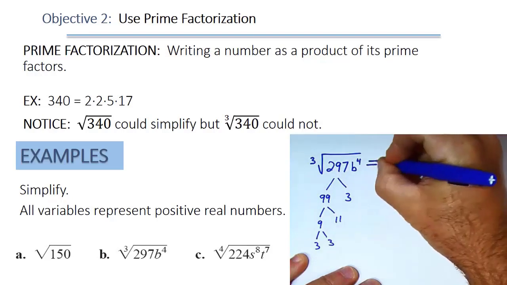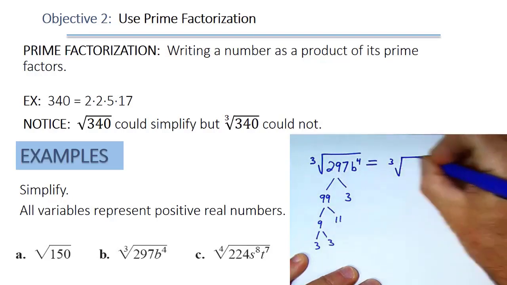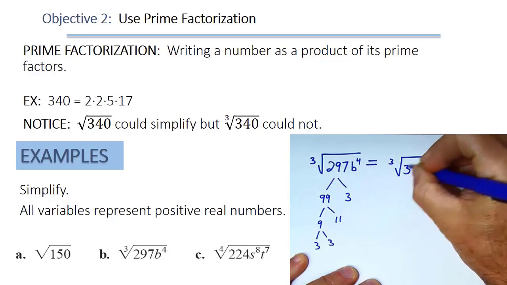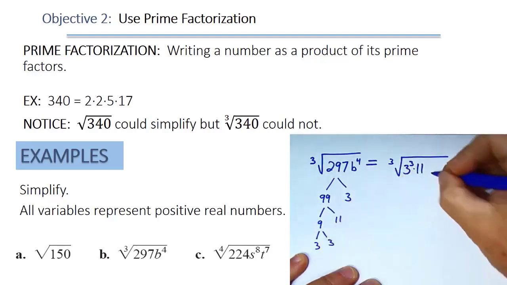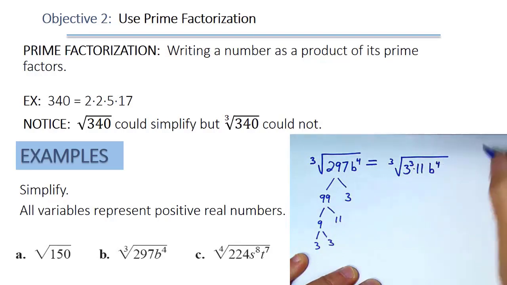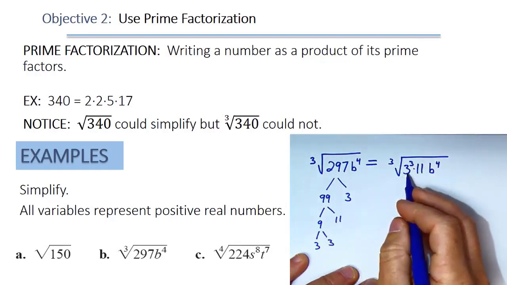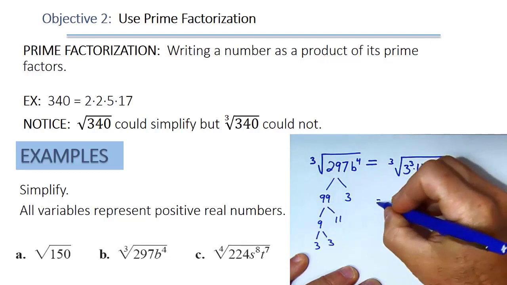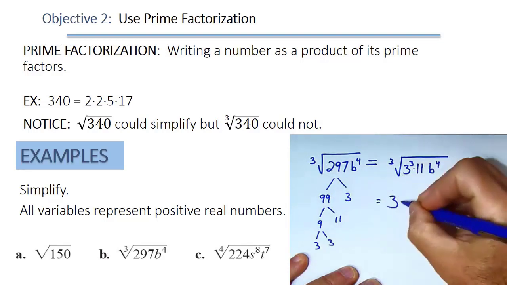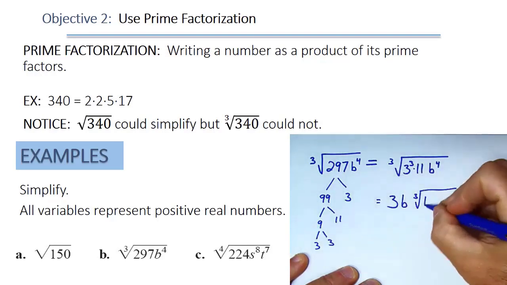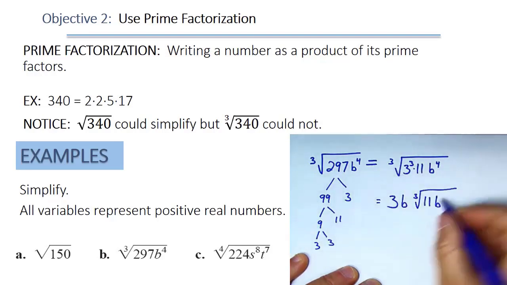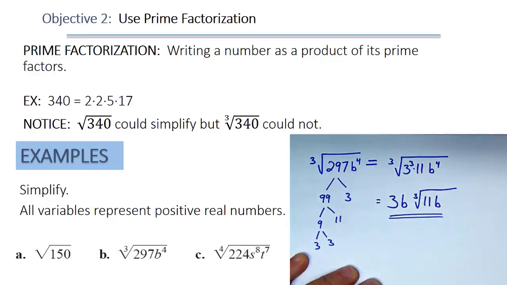We can rewrite this then as the cube root of 3 to the 3rd times 11, based on our prime factorization, b to the 4th. And now we just ask ourselves what escapes. The 3 escapes, and a b escapes, and we're left with the cube root, don't forget your index there, of 11. And 1 b gets left behind. 3b times the cube root of 11b, and we're done.